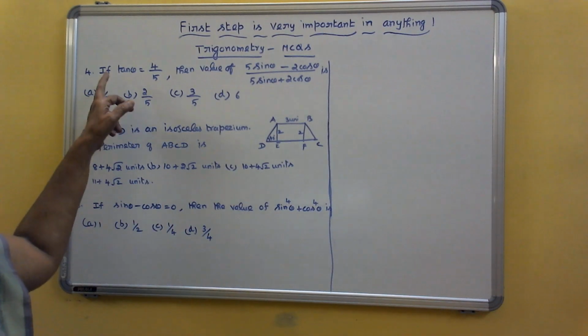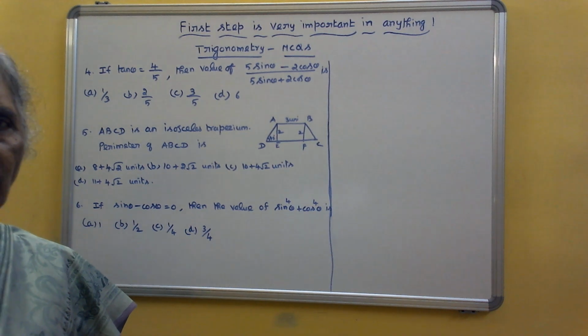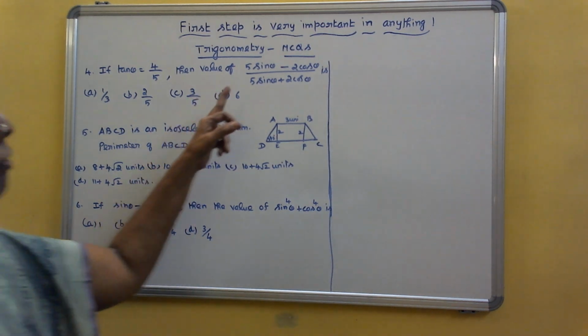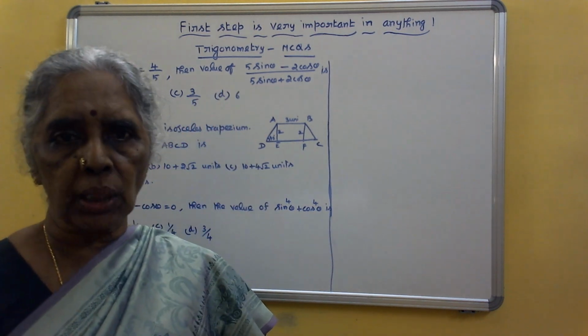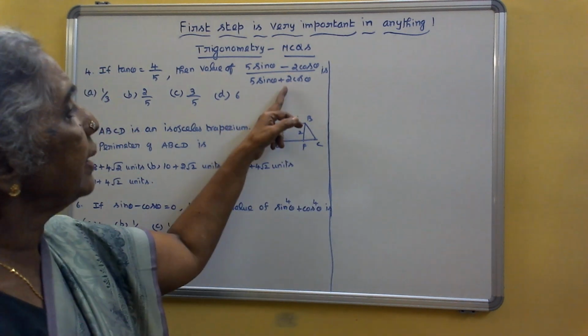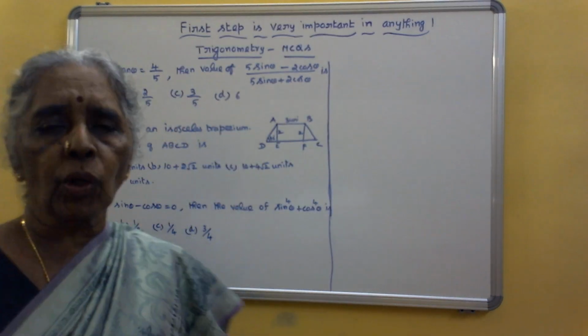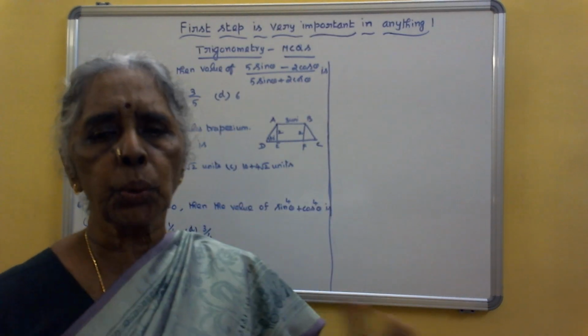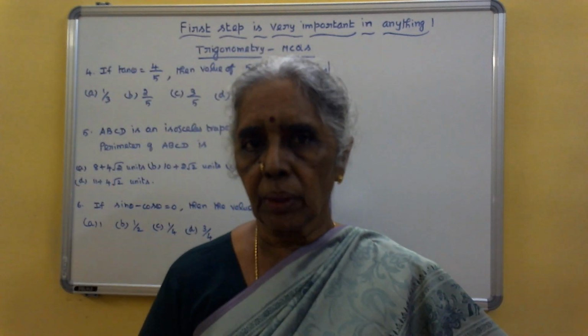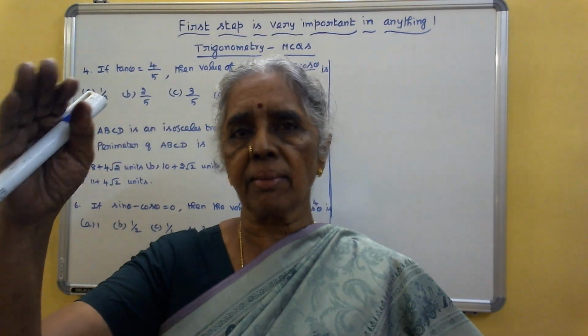Fourth sum. If tan theta is equal to 4 by 5, then the value of (5 sin theta minus 2 cos theta) by (5 sin theta plus 2 cos theta) is, and 4 options are given. Actually, there are two methods to do this sum. One is, you can draw a right triangle.